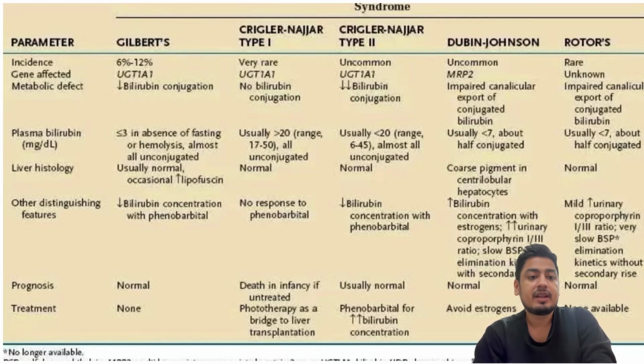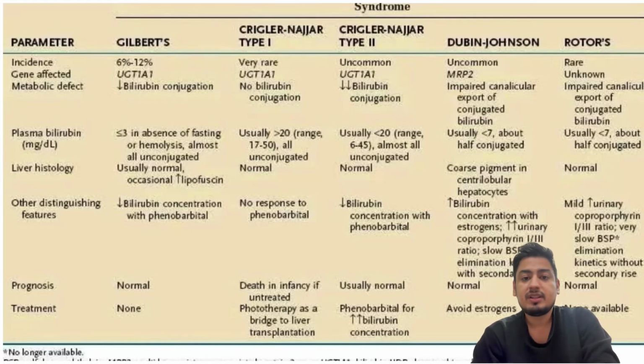Now, the metabolic defect in Gilbert is a decrease in bilirubin conjugation. But it's a very minor decrease in bilirubin conjugation. So the bilirubin level would normally be less than 3. In Crigler-Najjar 1, there is no bilirubin conjugation at all. So it is a fatal disease. In Crigler-Najjar 2, there is a moderate decrease in bilirubin conjugation. So the difference between Gilbert, CN1 and CN2 is the amount of decrease in bilirubin conjugation.